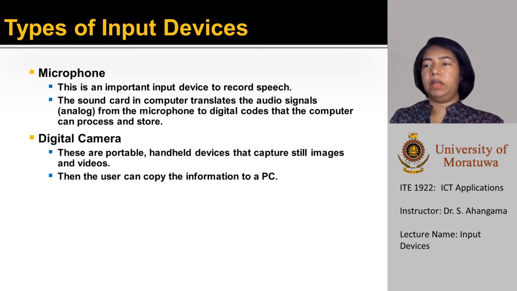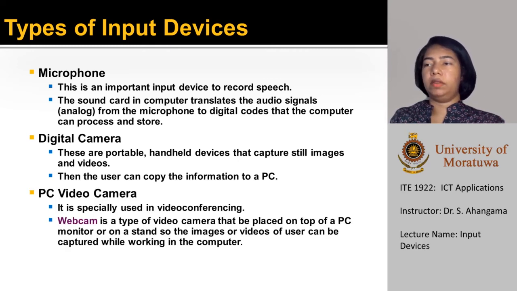Digital camera. These are portable handheld devices that capture still images and videos. Then the user can copy the information to a PC. Then PC video camera. It is specially used in video conferencing. Webcam is a type of video camera that can sit on top of PC monitor or on a stand so the user can capture images or videos of himself or herself while working at the computer.